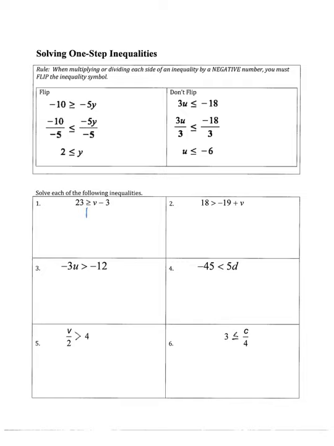I'm going to draw my t. Same process we did when we were adding and subtracting. The v is already on the right. I'm going to do the opposite of -3. I'm going to add 3 to both sides. Again, algebra's balance. So I have 23 is greater than or equal to v.